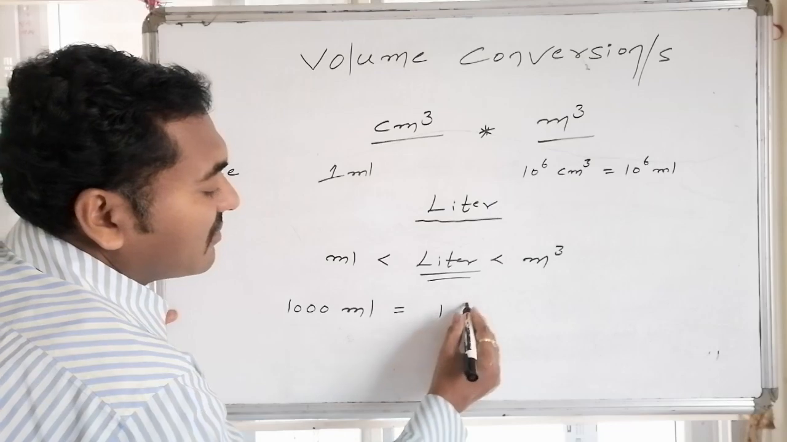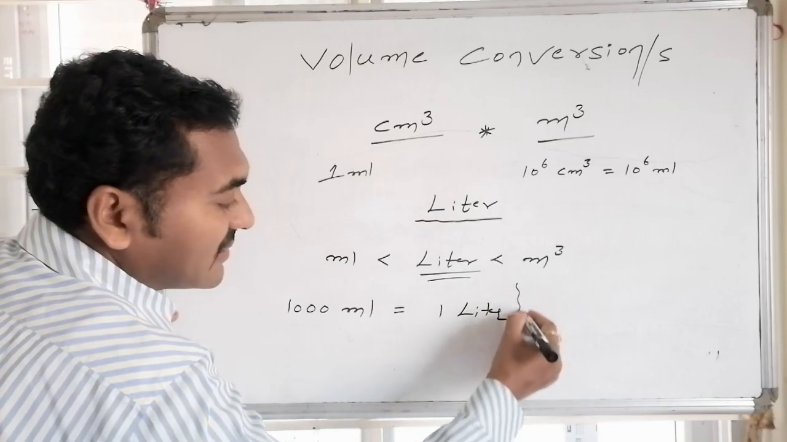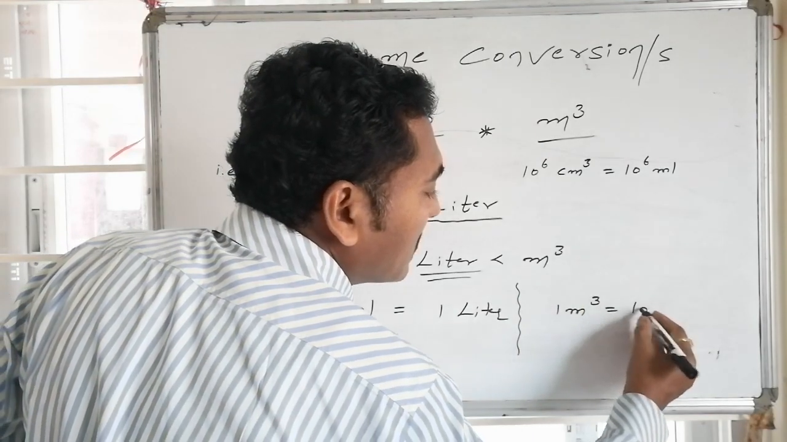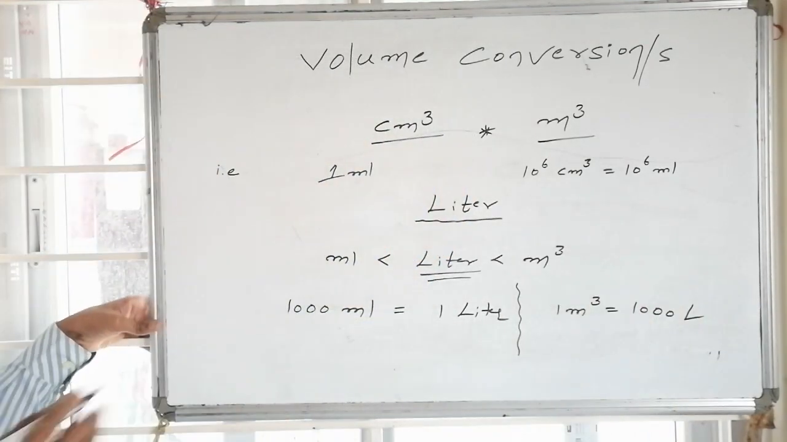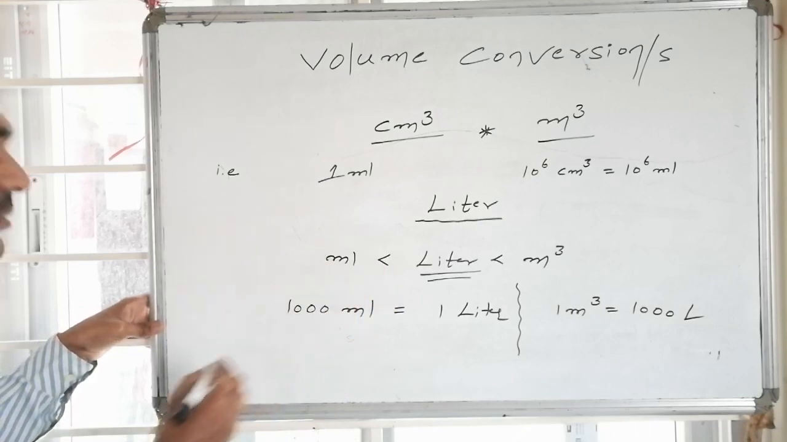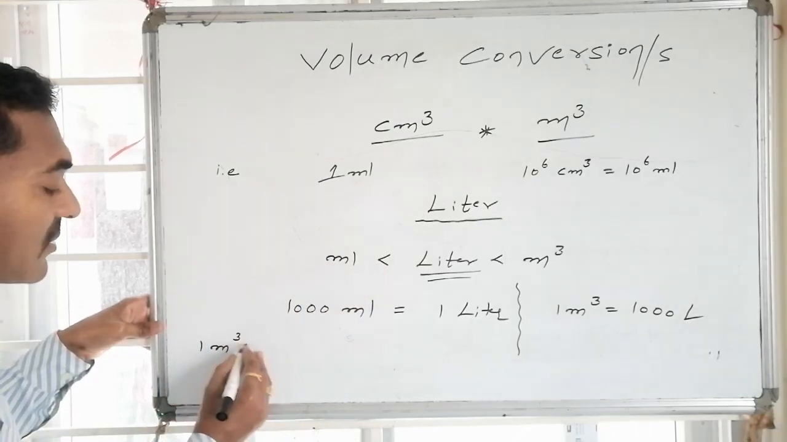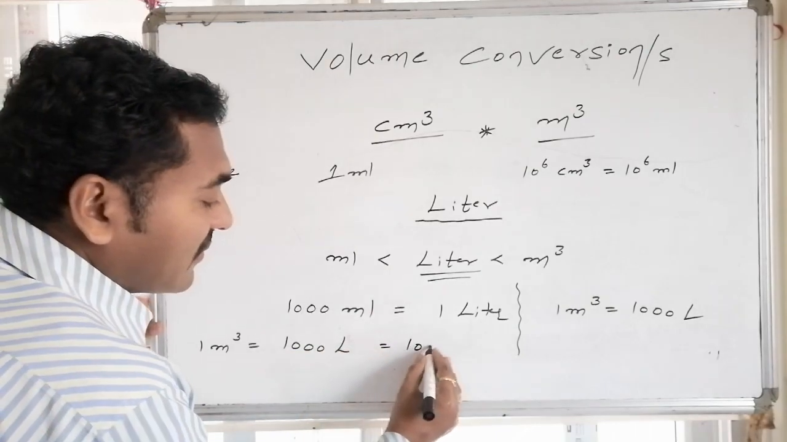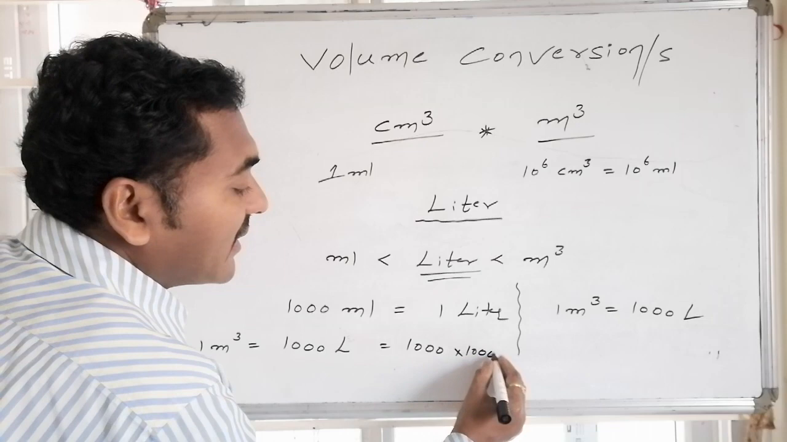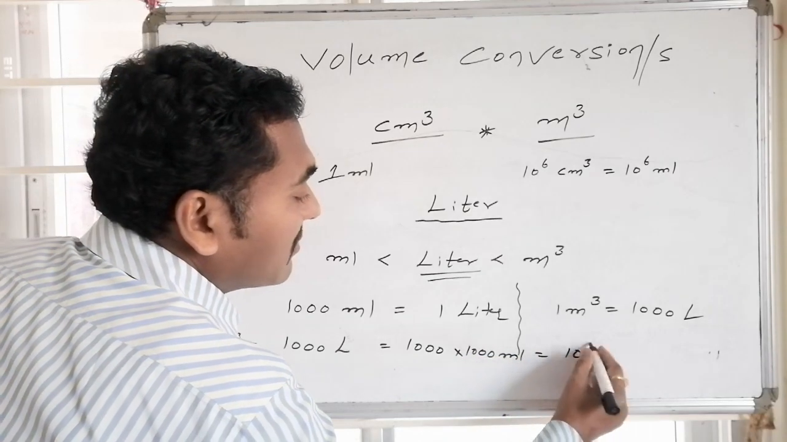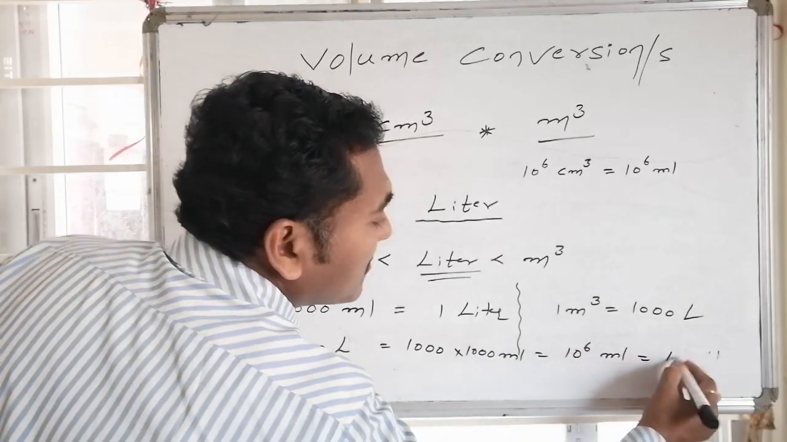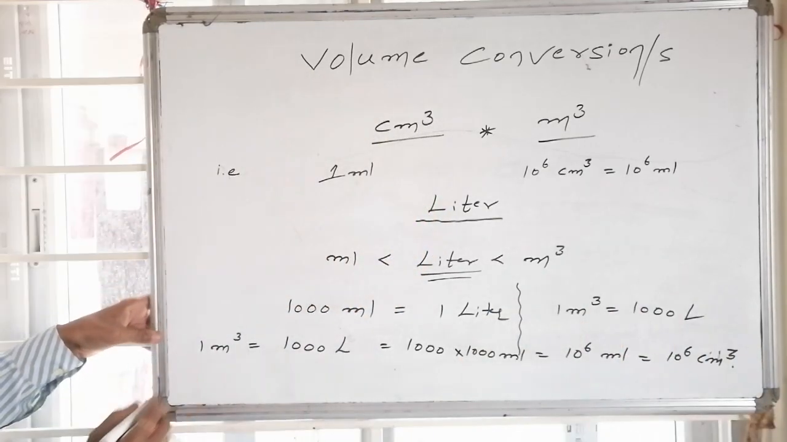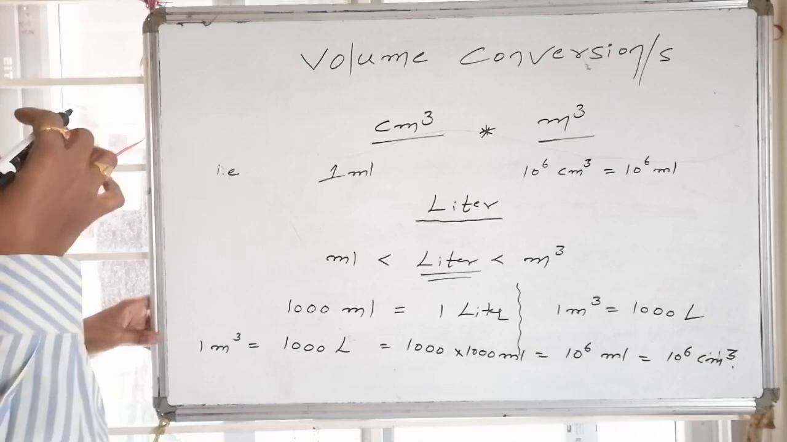1000 ml is equal to 1 liter, whereas 1 meter cube is equal to 1000 liters. Such a relation is maintained because I know 1 meter cube is equal to 1000 liters, and every liter is equal to 1000 ml. Therefore this is equal to 10 power 6 ml, which is also known as 10 power 6 cubic centimeters. That is, 1 meter cube.